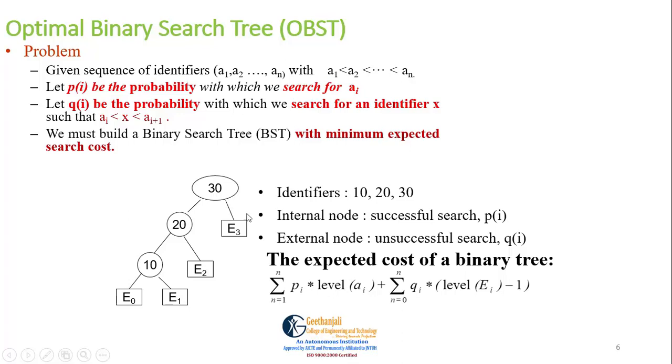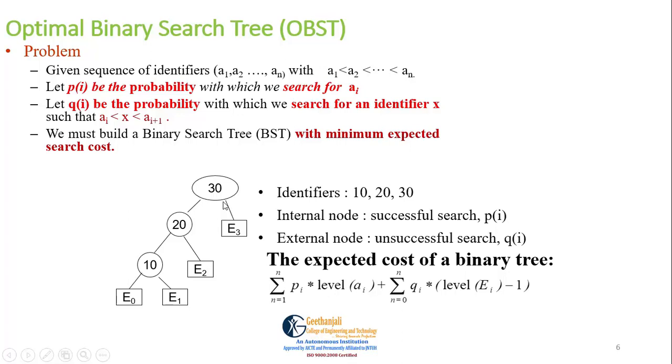Okay. So you can see this particular one. There are internal nodes, or the key nodes as we call them. The key nodes are 10, 20 and 30, and he has given one example. So these are all the key nodes, and the external nodes are virtual nodes, which are nothing but unsuccessful searches, and the probability of this unsuccessful search is represented by Q of I.